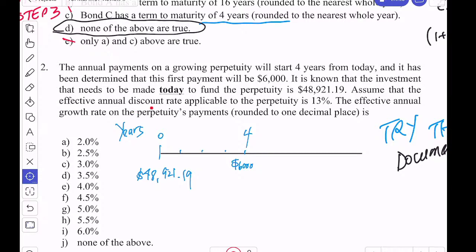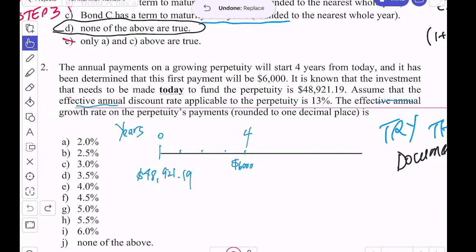Assume the effective annual discount rate applicable to the perpetuity is 13%. So this is the rate you're going to use, 13% a year, and we assume that's effective. That's really important. Only effective rates go into our formula. The effective annual growth rate is also effective. It reflects exactly what you really are going to be paying or earning in growth.